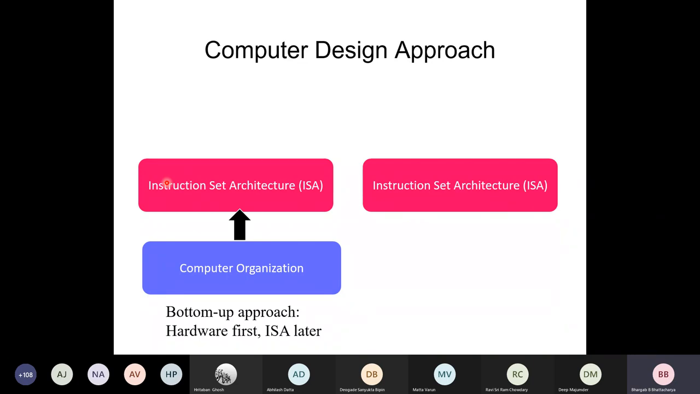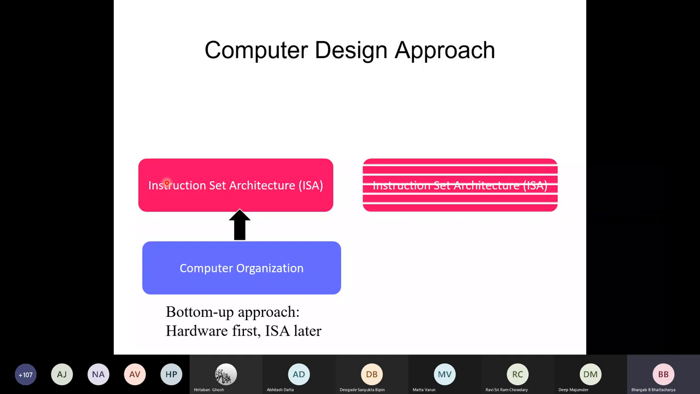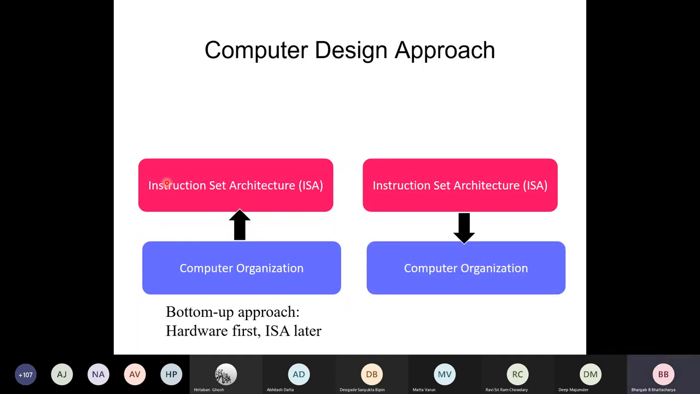So on the left, you see that this is what is called a bottom-up approach. That means you design the hardware first, and once you design the hardware, it defines the instruction set architecture. So that's one approach. But you would realize that when you are talking about billions of transistors, this kind of approach would fail. So what you need to do is to start from instruction set architecture.